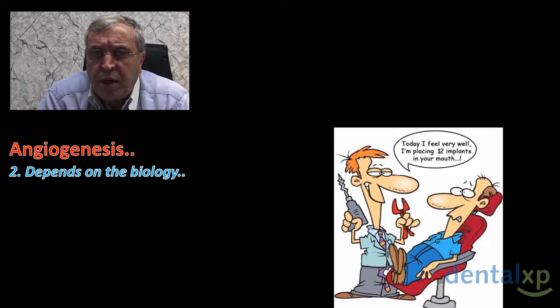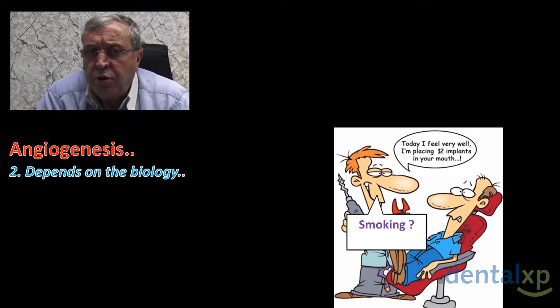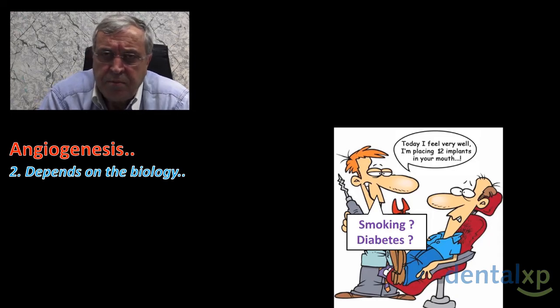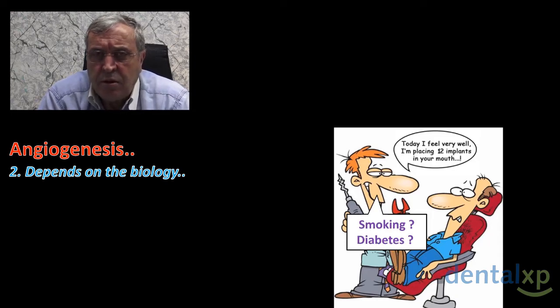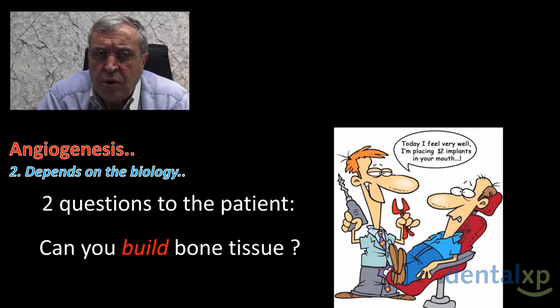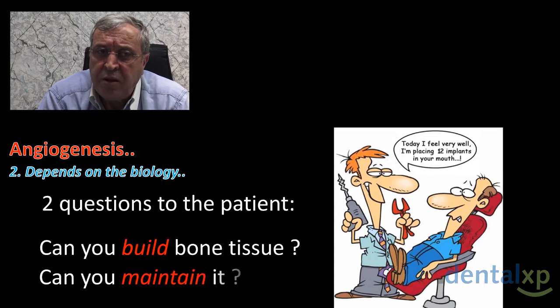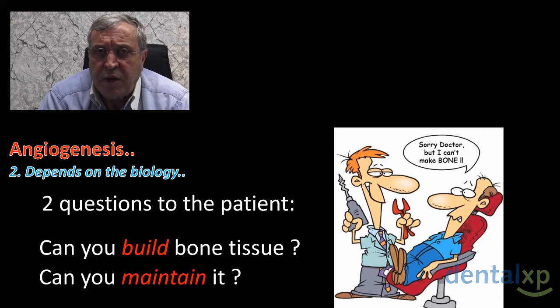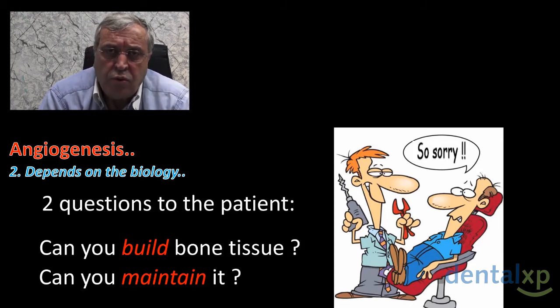Angiogenesis depends also on the biology. Usually when we want to make implants or bone graft, we ask the patient, are you a smoker? Do you have diabetes? But this is not the right question. The first question that we have to ask is, first of all, can you build bone tissue? And the second question is, can you maintain this bone tissue? And we can ask this of the patient, because if he says, I can't, we will do nothing. It's better to do nothing than to go to a failure.